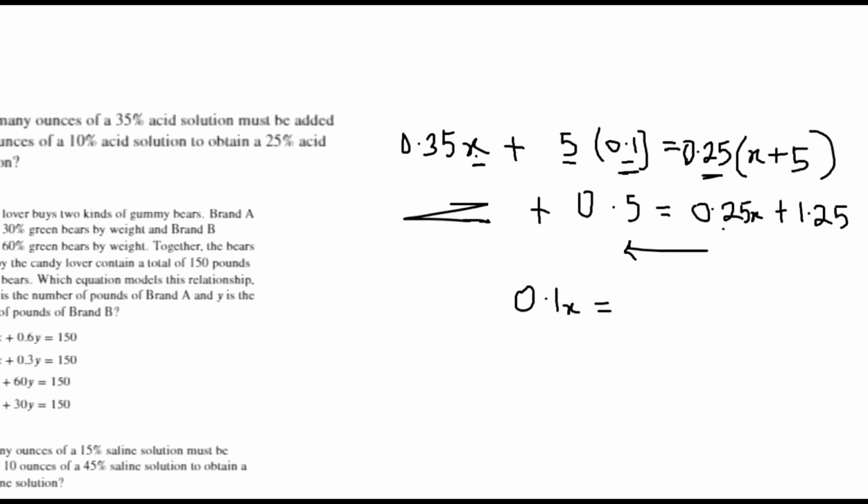Now you find x by dividing both sides by 0.1. So you have x equals 0.75 over 0.1, and you should know that will give us 7.5. So you have the answer: 7.5 ounces. You should add 7.5 ounces of the 35% solution to the 10% solution to have a 25% acid solution.